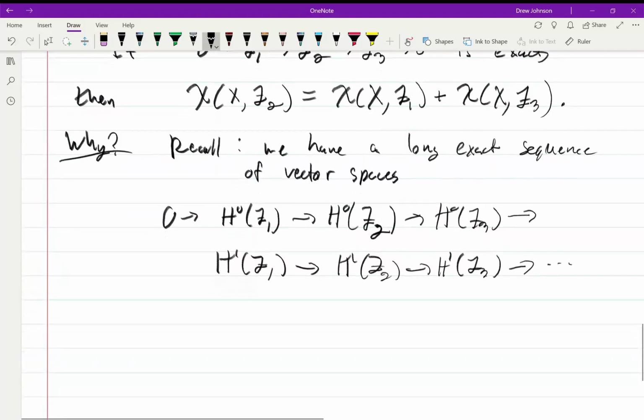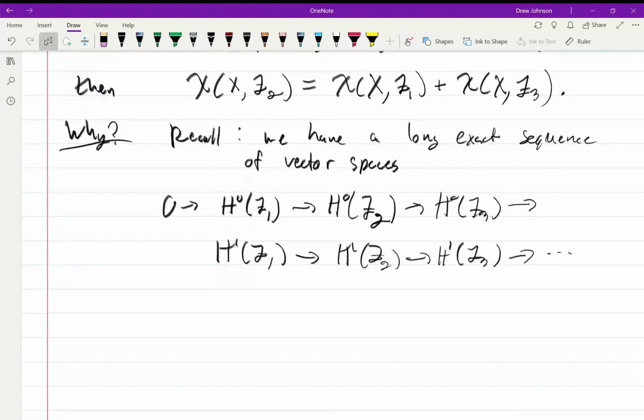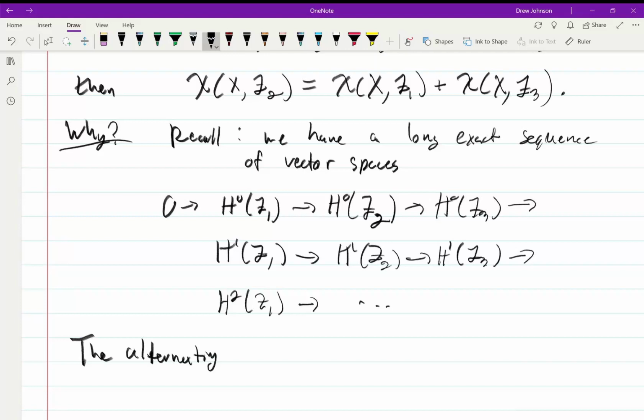And then it continues on. Okay, so we have our long exact sequence. Let's write one more time. No, I'll put the dots. Okay, and the point is the alternating sum of the dimensions is equal to 0. So how does that work?